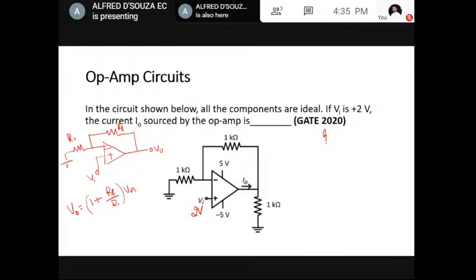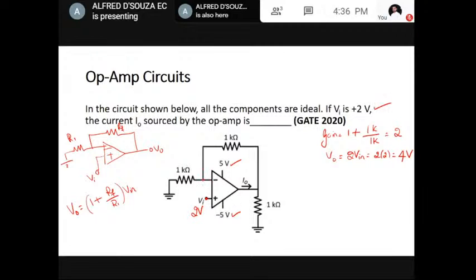So let us try to find out the gain for this. 1 plus feedback resistor is 1 kilo, R1 is also 1 kilo. So gain becomes 2. So what is the output voltage? Gain times Vin. Vin is 2, so 2 into 2 is 4. Is it within the range? Yes, plus 5 to minus 5. 4 volt is within the range. So virtual short property holds good. So voltage at this point is 2 volt, that is given in the question.